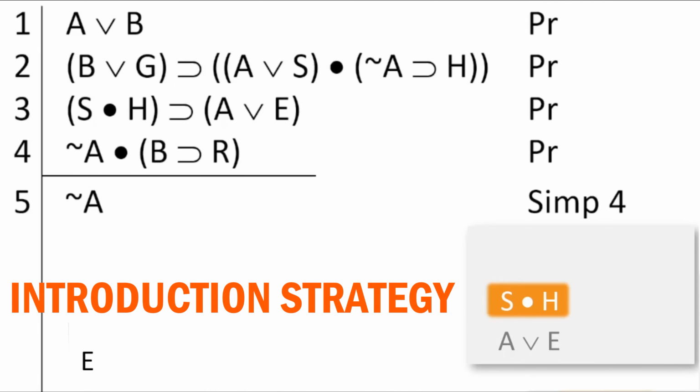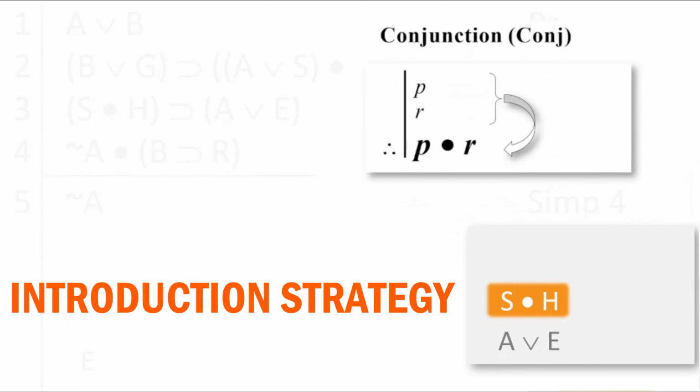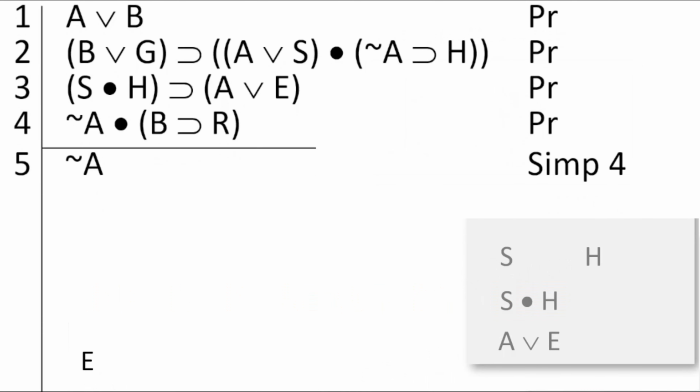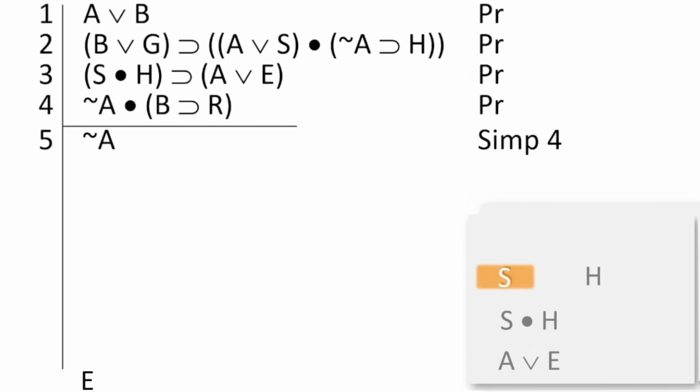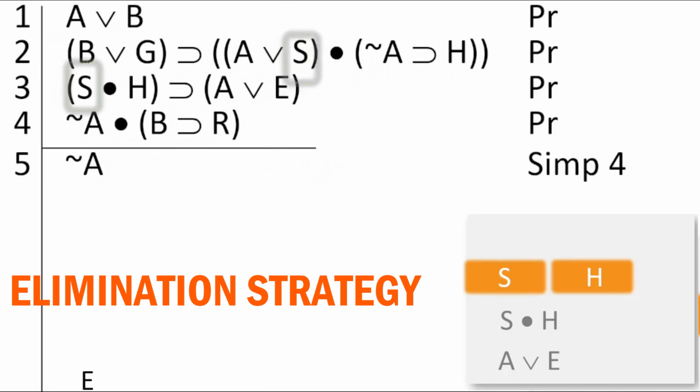Let's try an introduction strategy. This is a conjunction, so the introduction strategy will basically mean that we will need to apply conjunction. We've done this many times already. We will need 2 conjuncts on their own lines, S and H. Let's try to see how we can get them. We apply the elimination strategy. These are simple propositions. This is the only thing we can try to do for now. We locate S in our premises. It's present in 2 places.